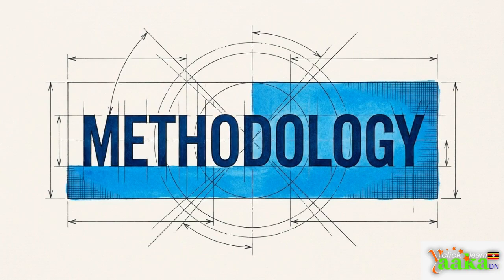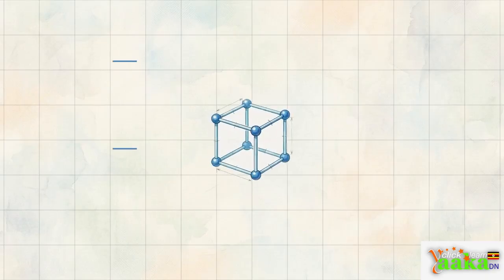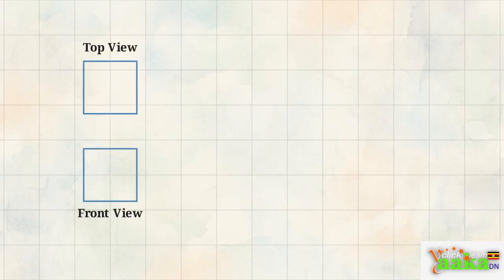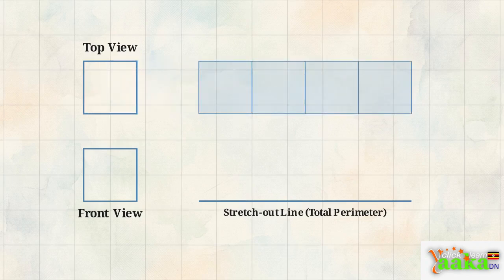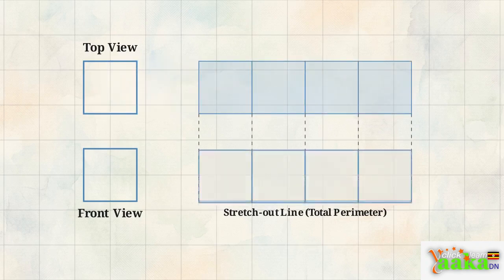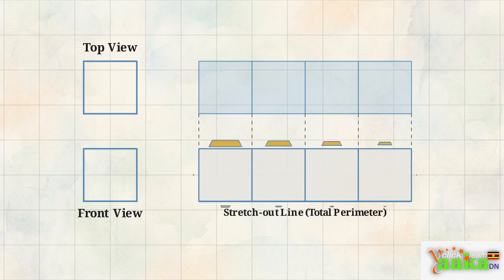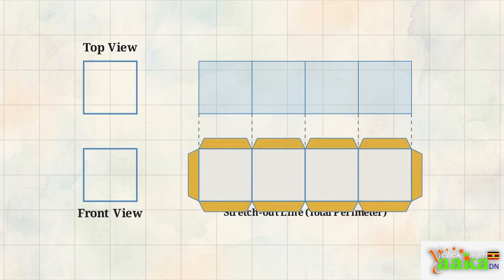To successfully draft this development for standard UNEB examinations, you must follow a strict 5-step sequence. First, draw the orthographic views to identify true dimensions. Second, determine true lengths if necessary. Third, establish your horizontal stretch outline, which equals the total perimeter. Fourth, project vertical lines to transfer your points. And fifth, add your required seams and allowances.